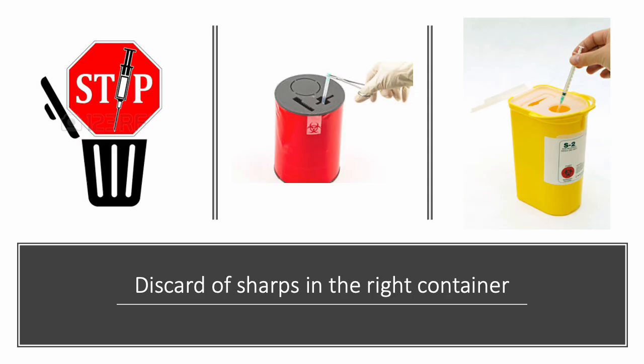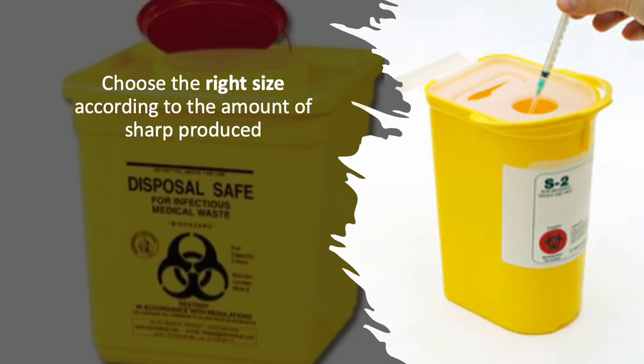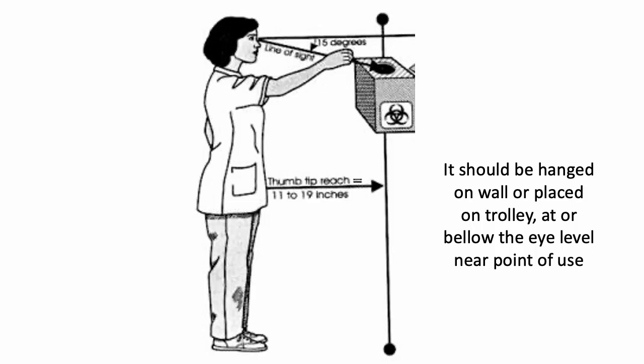After finishing using the sharp instrument, only discard it in the sharp container. Also, you must be very careful not to send it to the SSU. Sharp containers have different sizes, so be sure to choose the right size according to the amount of sharps produced during your treatment. The location of the sharp container is either hanged on the wall or placed on a trolley. The most important thing is that it should be at or below eye level near the point of use.